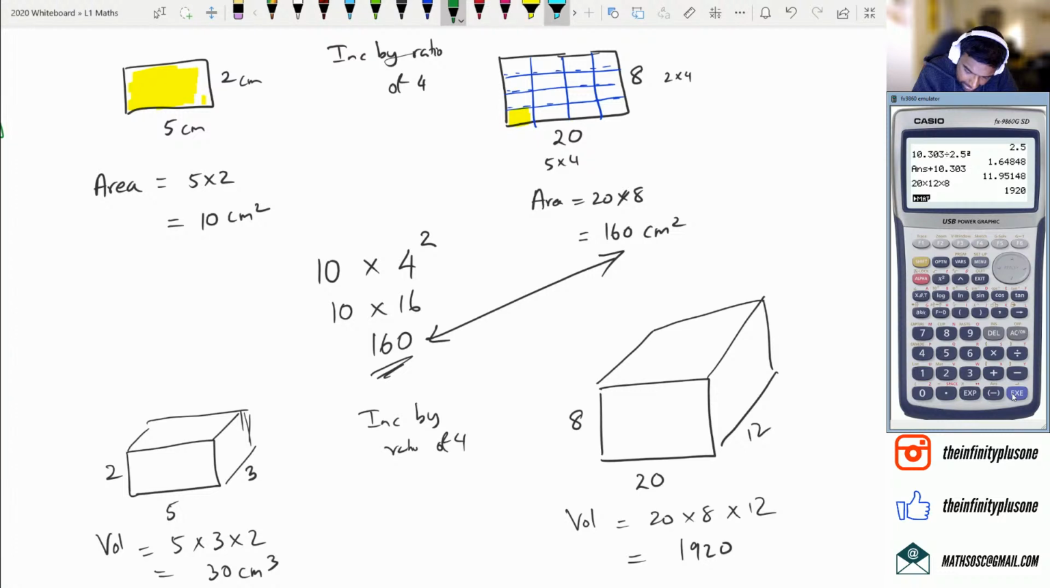Basically what that means is this little cube right here is going to fit in like that.